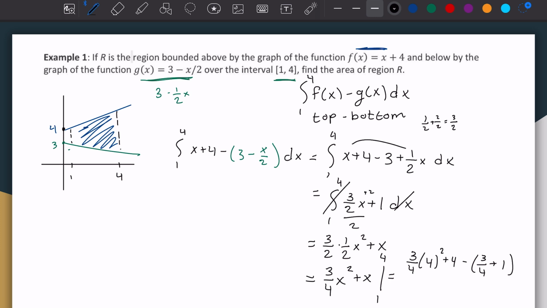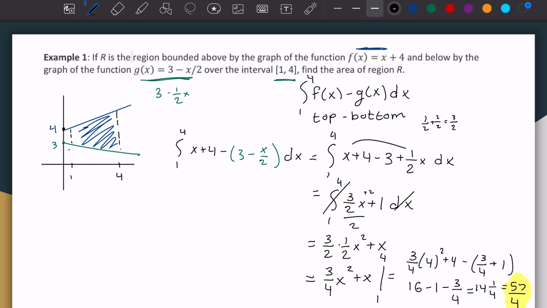So essentially it is going to be 16 minus 1 minus 3 over 4, which is going to get us 14 1 over 4, which is then just going to equal 57 over 4. It's going to be your answer right there.